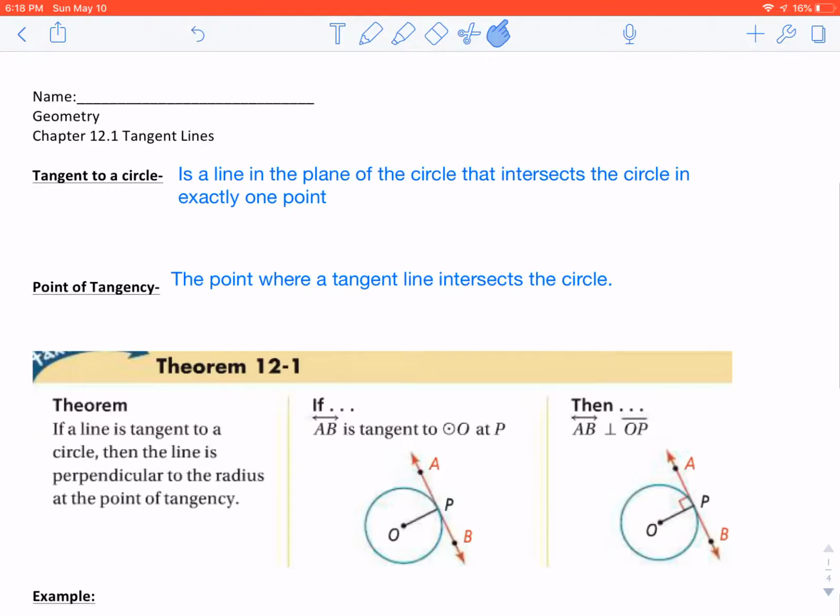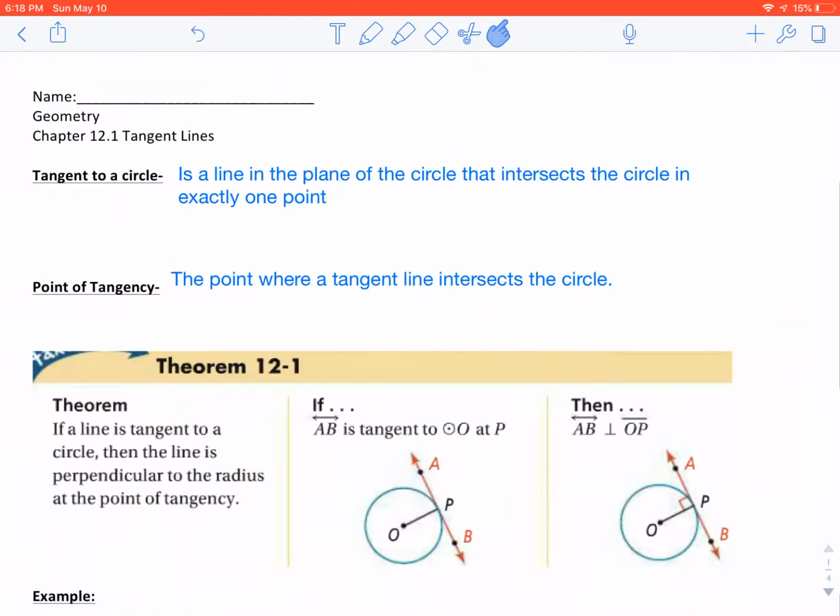You don't have to copy it down if you don't want to. But basically what we're going to talk about are tangent lines. A tangent is any line that touches a circle in exactly one point. If I tell you a line is tangent, it touches a circle in exactly one and only one point, and no other times does it touch that circle. And then the point of tangency is the point at which the tangent line and the circle intersect.